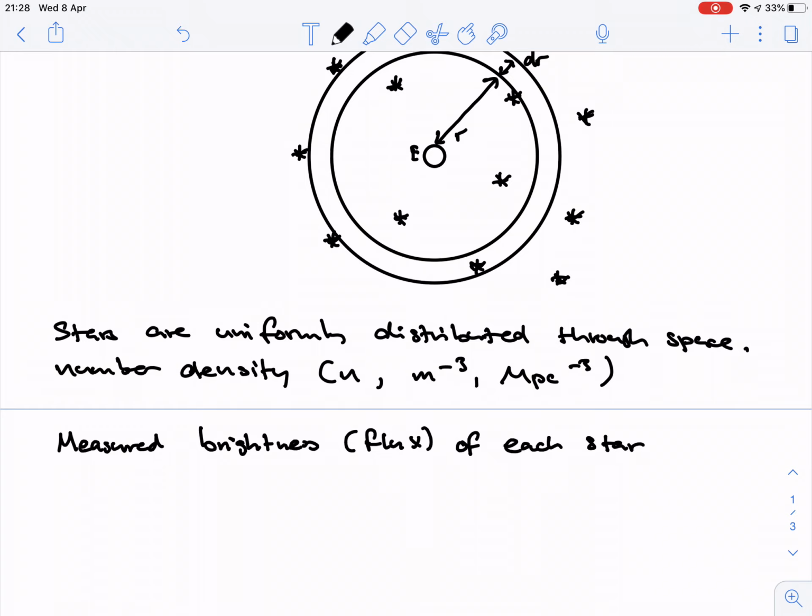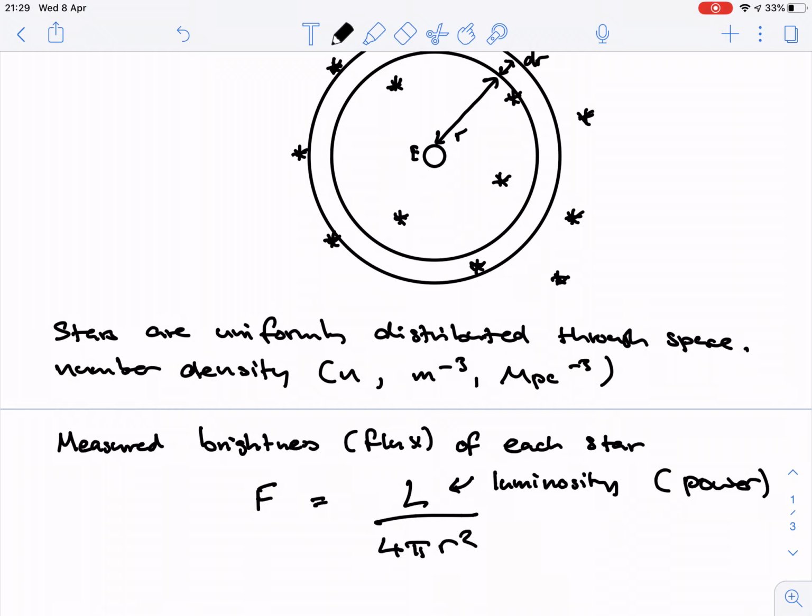And let's just, for the sake of simplicity, assume that all the stars are the same. Actually, it doesn't matter whether that's true or not for what we're going to see here, but let's just assume that all the stars are the same. And the measured brightness of the star, that's the flux, so that's the watts per meter squared, if you like. I'll call this F, and that's equal to the luminosity of the star, or its power, divided by 4 pi r squared.